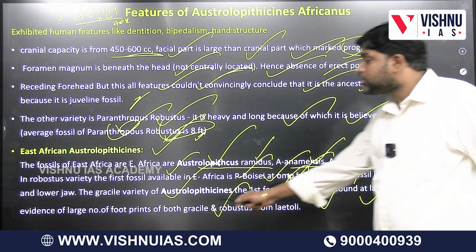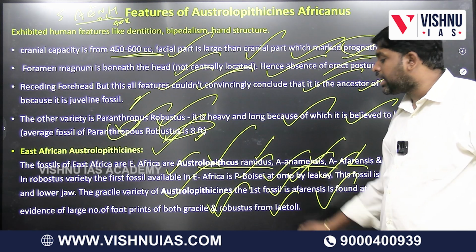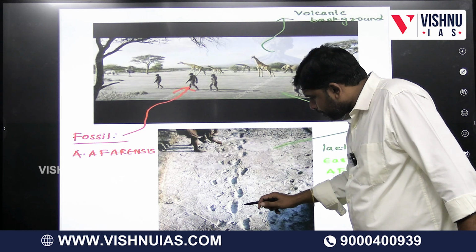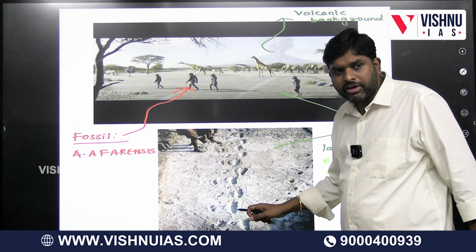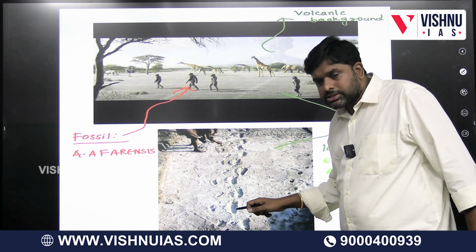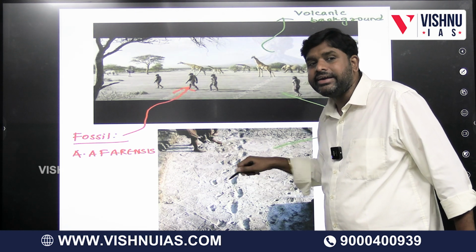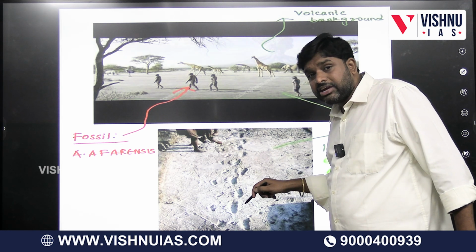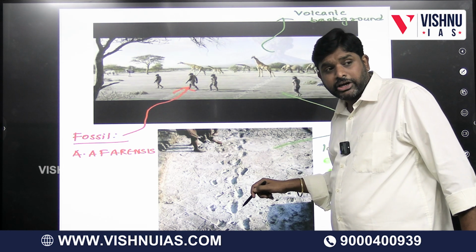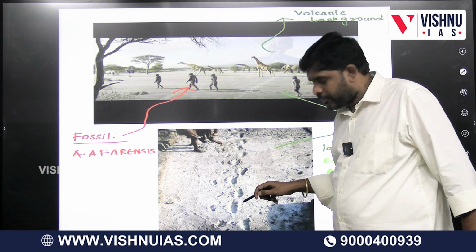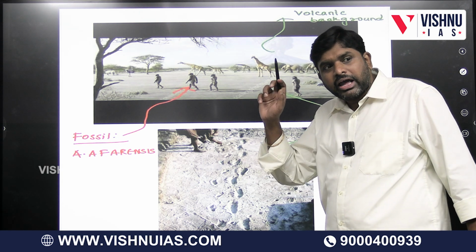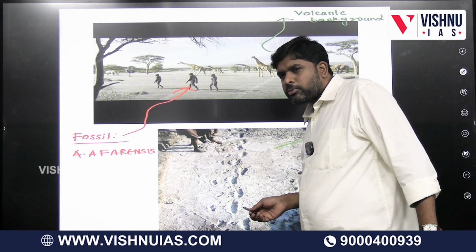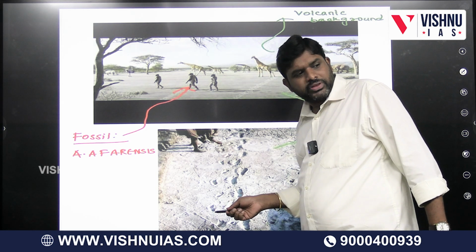There is evidence of a large number of footprints of both Grezal and robustus from Laetoli, if you see here. If you open the PDF also, you will find it. This is actually volcanic sand. 5 million years ago, today also we can see, if you go to this particular place, Laetoli in Africa, the footprints of early man. One footprint is of robustus, another footprint is of Grezal.